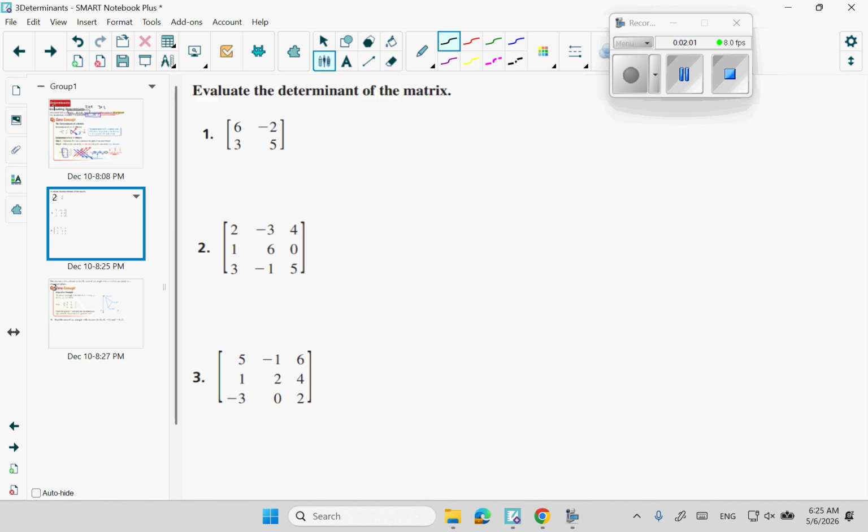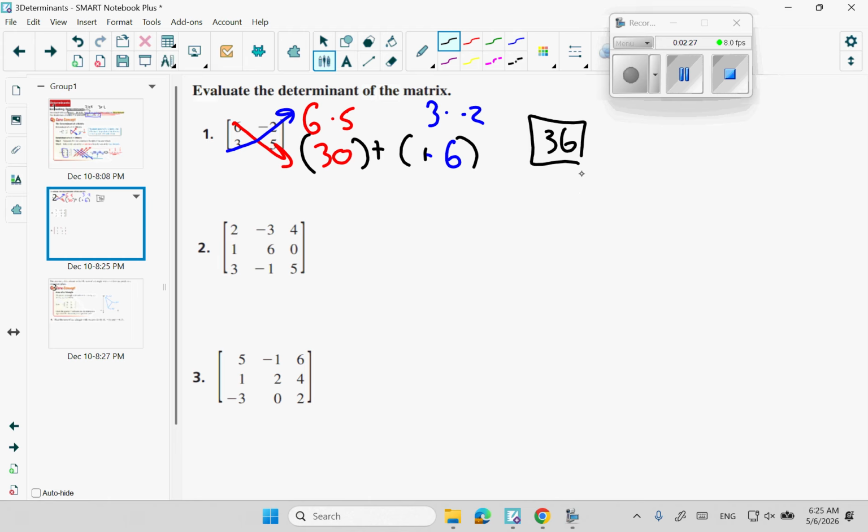We have 6, -2, 3, 5. We're going to go 6 times 5, which is 30. We're going to go 3 times -2, which is -6. And I'm going to subtract between the two. So I get 30 minus -6, or 30 plus 6. So the determinant would be 36.